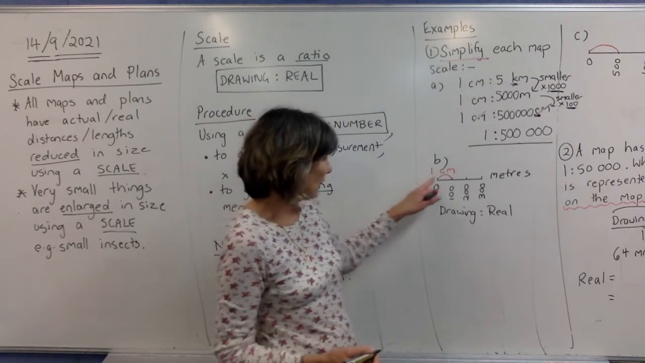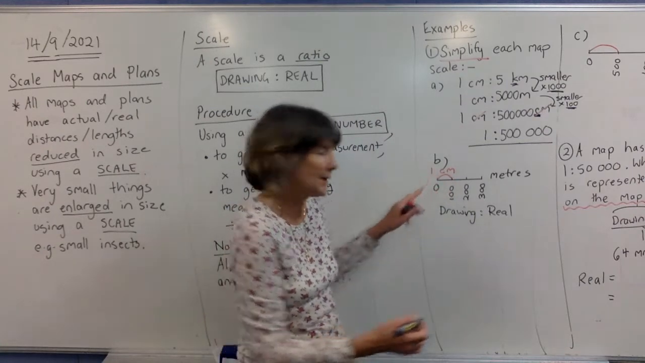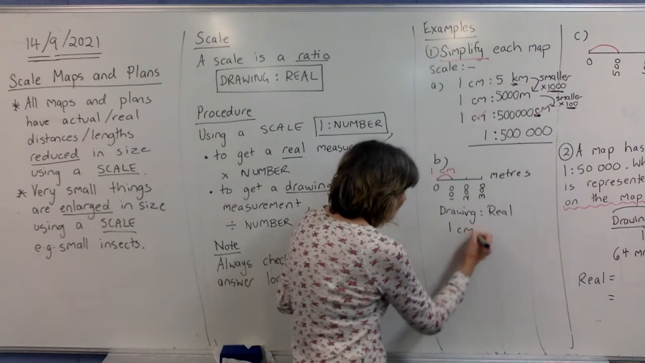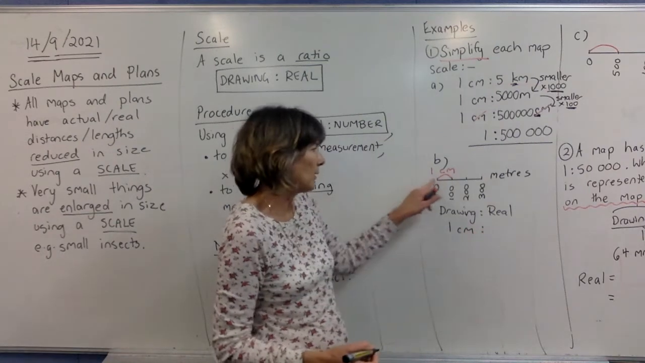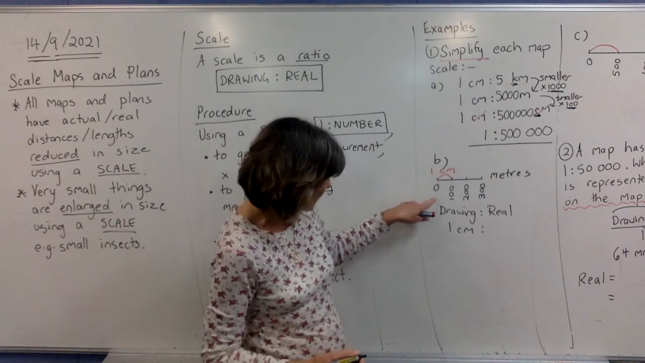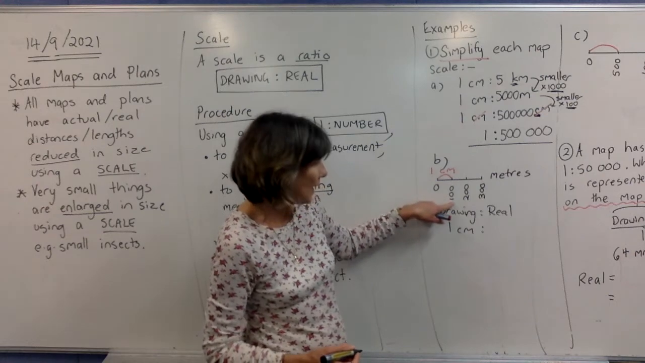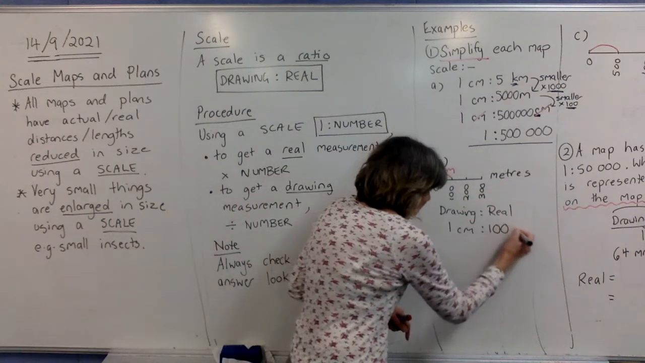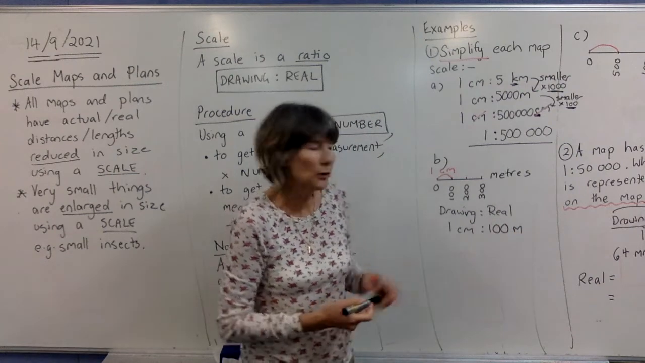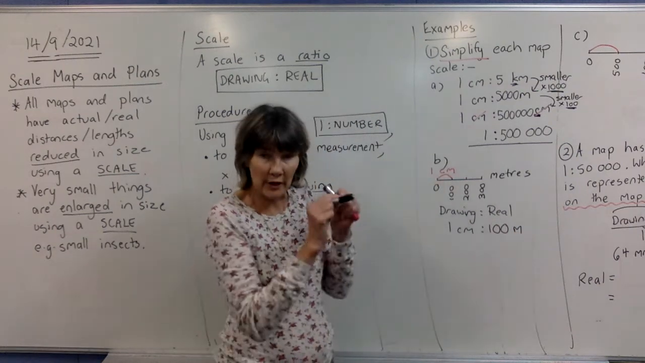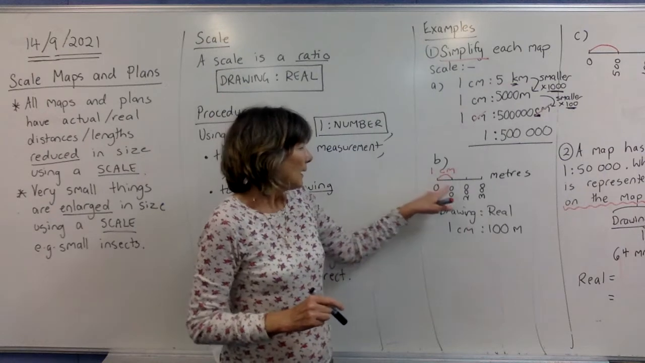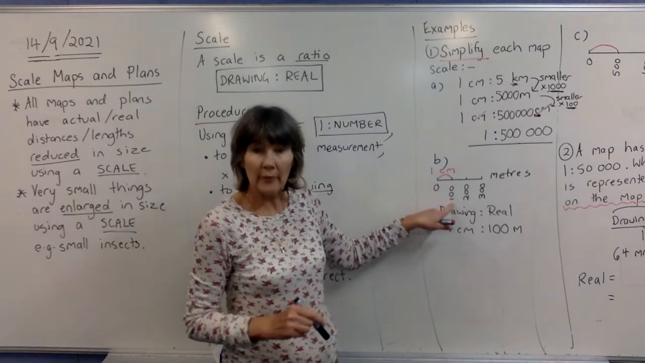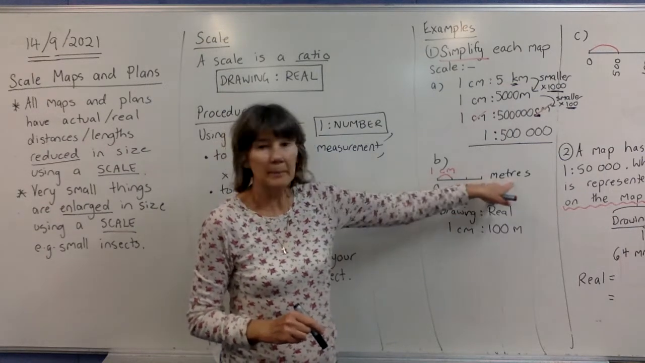Now on the drawing, that is actually 1 centimetre. So 1 centimetre on our drawing, they're telling you, actually is going to represent 100 metres. So that's what it's trying to tell you. 1 centimetre, when you measure that with your ruler, is going to be, whatever it says here, 100 metres.